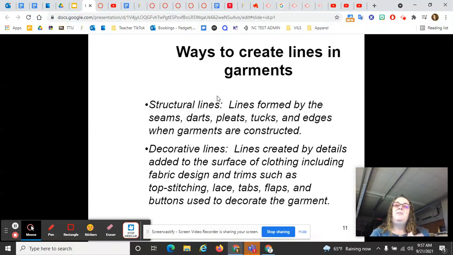All right, but then you have decorative lines. Decorative lines are just what they sound like, decoration. You can add them with top stitching. You could use lace, tabs, flaps, even buttons to create that line. Now, buttons can be part of the structural part as far as holding the garment together, like in a shirt, but they can also be used to decorate the garment. Make sure you understand, hint, hint, the difference between a structural line and a decorative line.